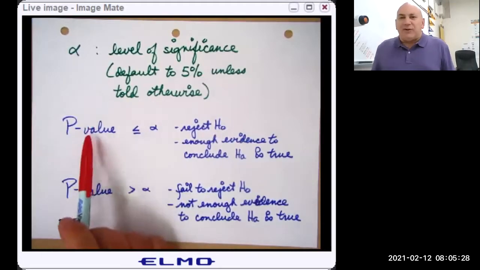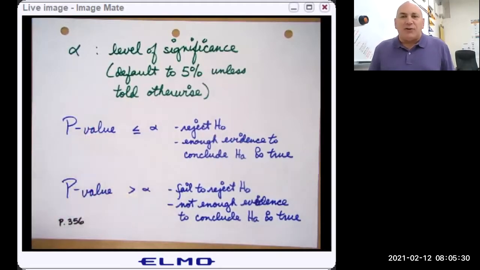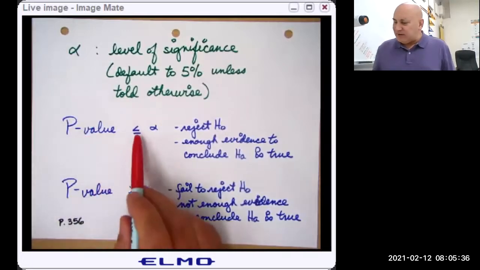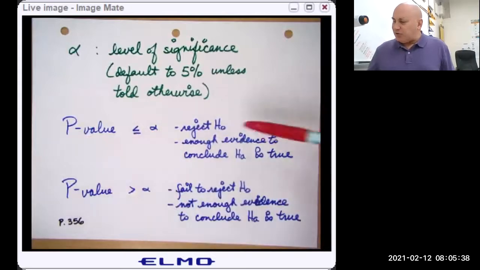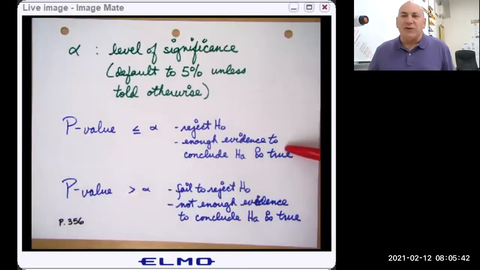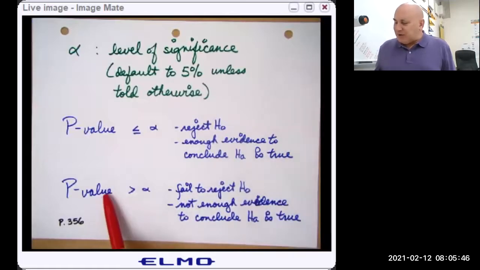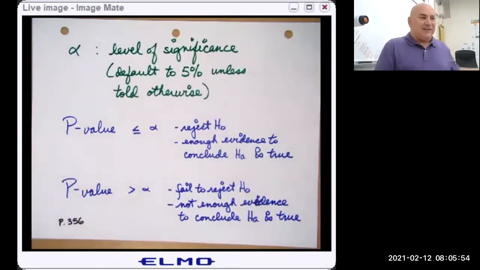If your p-value, if the probability of getting the results you got or something more extreme, assuming the null hypothesis is true, is less than or equal to alpha, then you reject the null, conclude that the alternative is true, or at least that you have sufficient evidence to support it. If the p-value is greater than alpha, then you fail to reject the null, and there is not enough evidence to conclude the alternative is true.